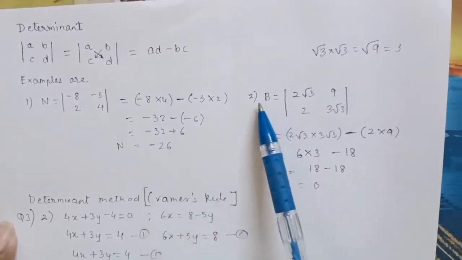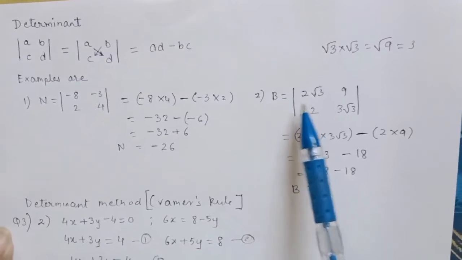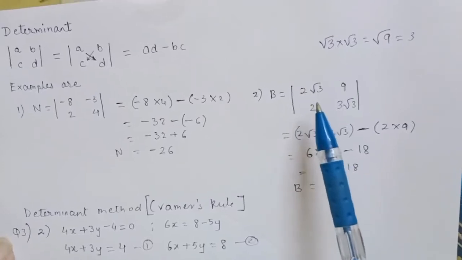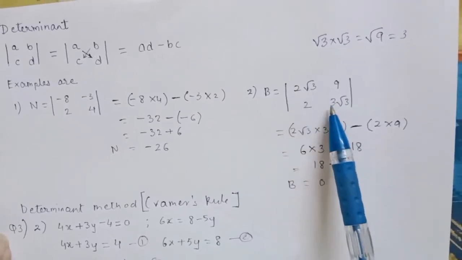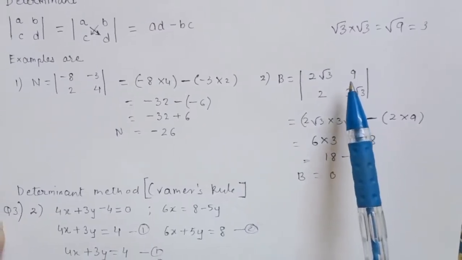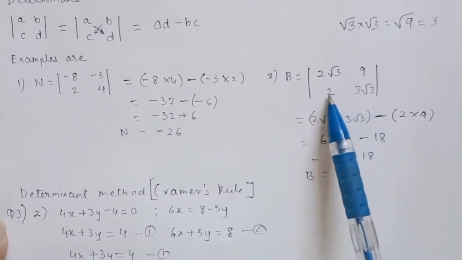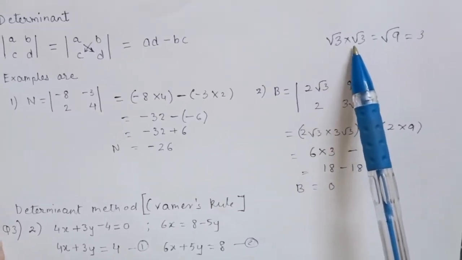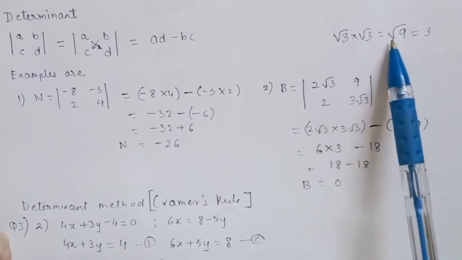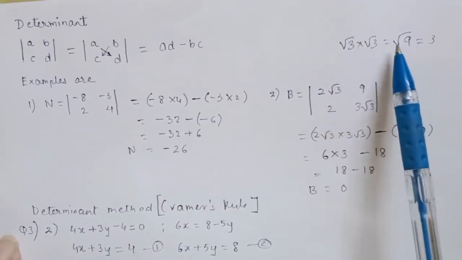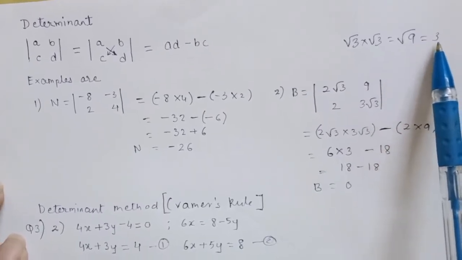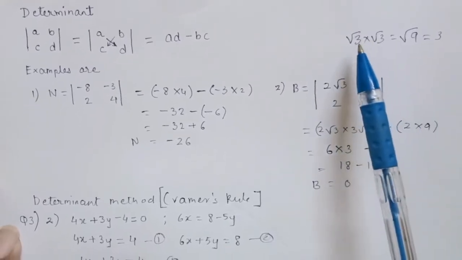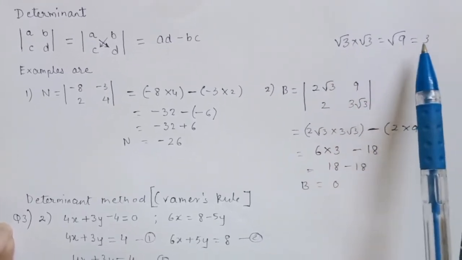Moving on to the next example, determinant of B. How to find the value? In similar fashion, we have to multiply 2 root 3 into 3 root 3 and then 2 into 9 or 9 into 2 is same. So here first of all listen very carefully. Root 3 into root 3, so root I am putting common, 3 3s are 9 and root 9 is 3. So the value of root 3 into root 3 is directly 3, or we can solve root 3 into root 3, root 9, and then we get 3.